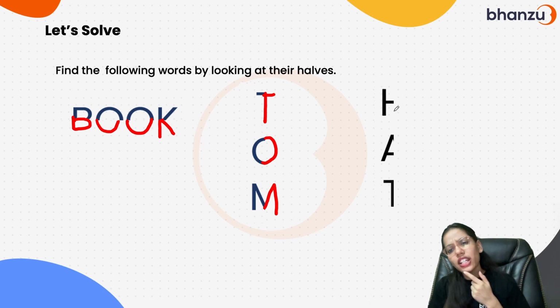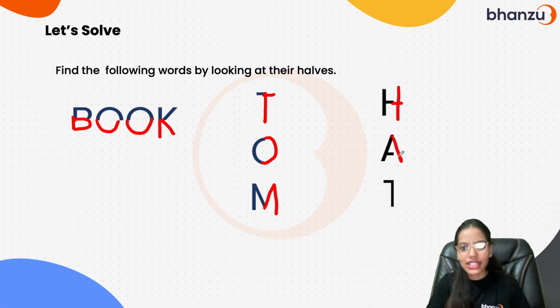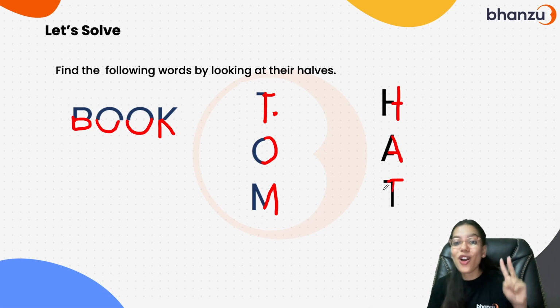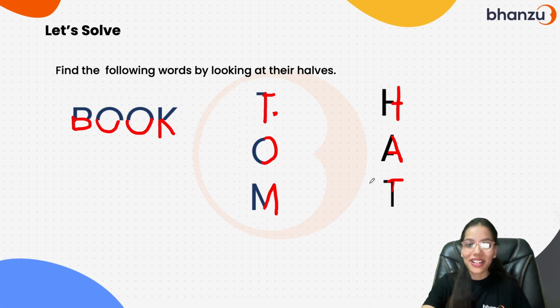Okay, this looks like a T which is bent. Let me draw that same figure on the other side. I'll extend it and I'll draw it. Oh, that's a H. Amazing. And what is this? I have to draw a slanting line and a sweeping line. What did I get? A. And this is same like this, correct? So what is it? Correct, it is T. So the three words are book, Tom and hat. Isn't this easy? Super, amazing.